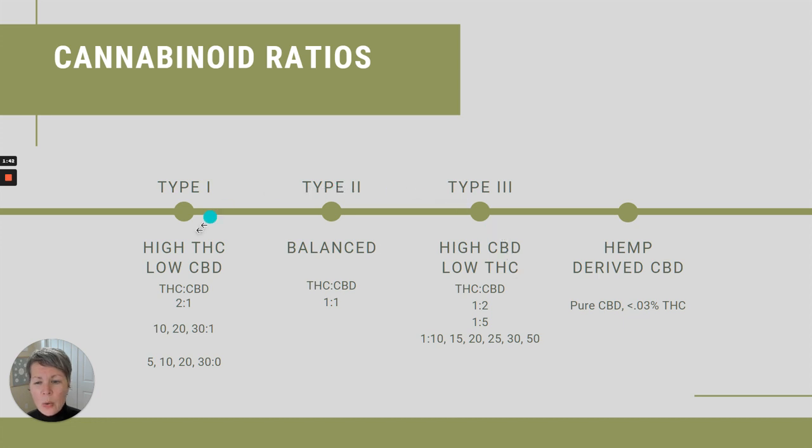I try to grow a balance of all of these three types so that I've got a good variety within the garden.